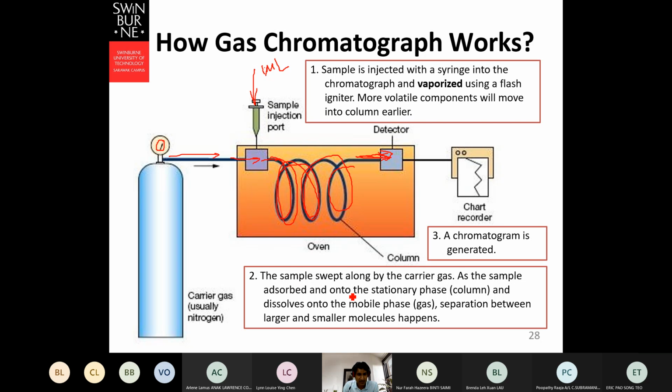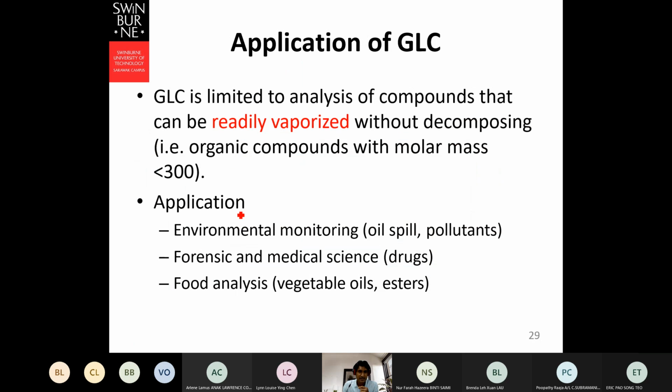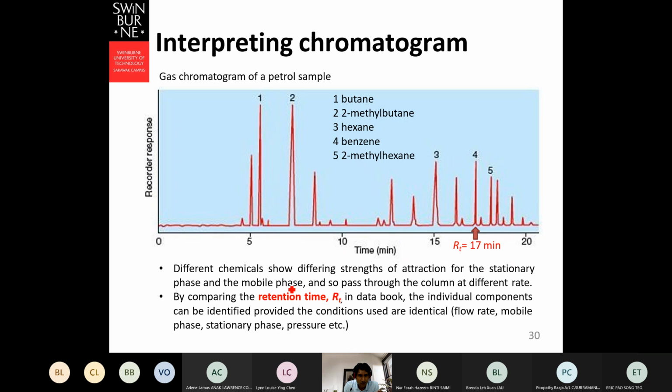And that is how we clean this column as well. GC is very good for volatile material, which can be readily vaporized and has a molar mass less than 300 grams per mole. For environmental monitoring, oil spill pollutants, medicinal or food analysis, biotechnology, biochemistry, all those things, GC is good to use, and it will give us this type of peaks.